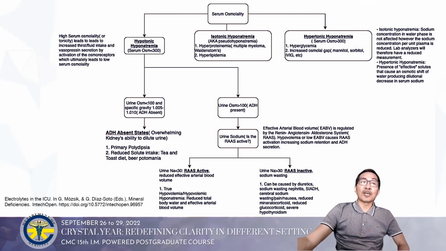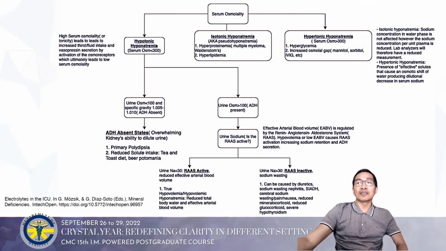But the thing here is hypotonic hyponatremia, or where you have a serum osmolality of less than 300. In this stage, you have to determine whether the urine osmolality is going either high or low. If in hypotonic hyponatremia your urine osmolality is less than 100 and the specific gravity is 1.005 to 1.010, then this may indicate an absence of ADH. And you will see this in states like primary polydipsia and reduced solute intake. This basically just tells you that the system is becoming overwhelmed. The kidney's ability to dilute urine is overwhelmed.